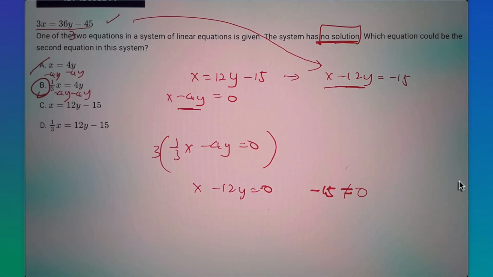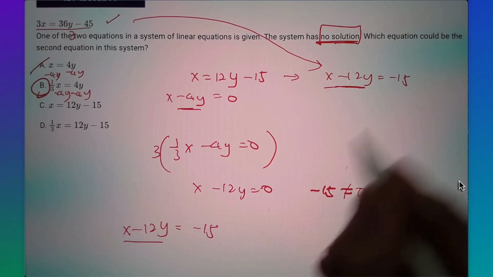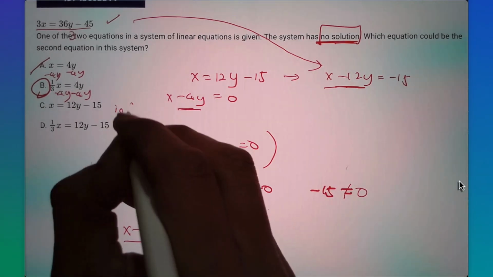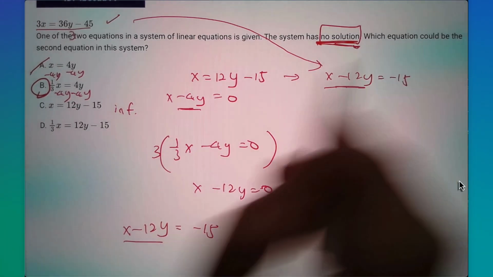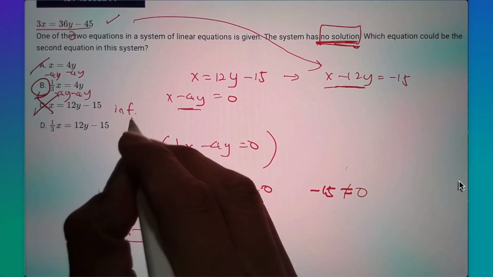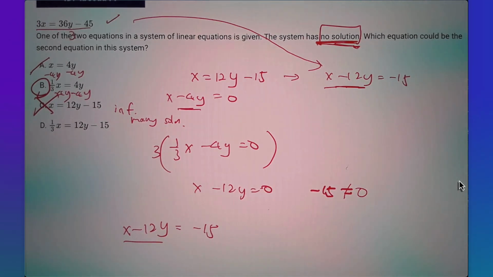Anyway, if you do the same thing for C, you will get x minus 12y equals negative 15. Now, you might say, oh, it's the same, you have negative 15, they match. So this is infinitely many solutions because both equations are the same, and that's not the no solution condition. So choice C is not correct.